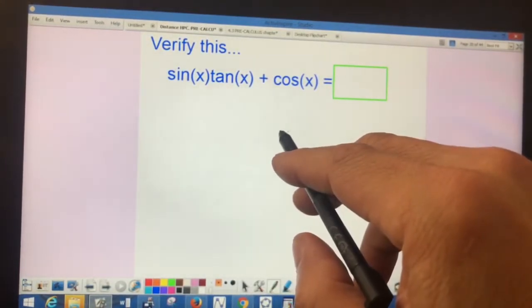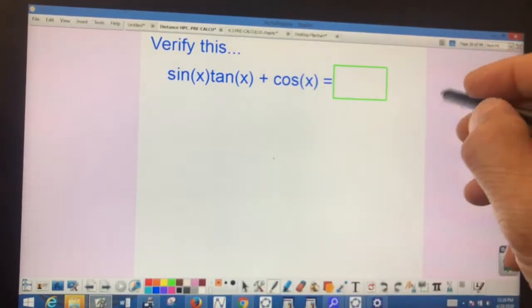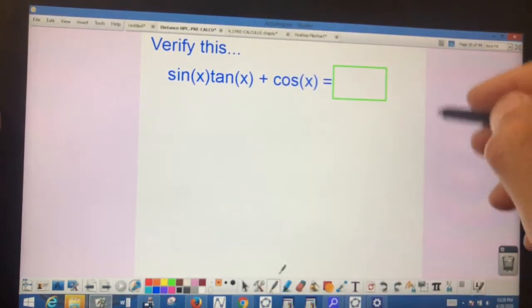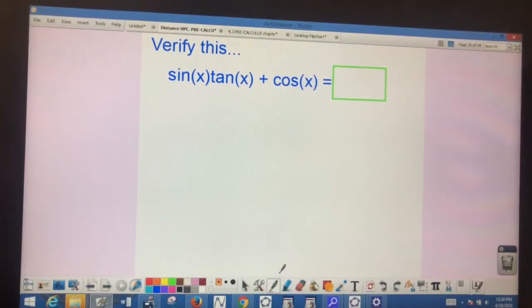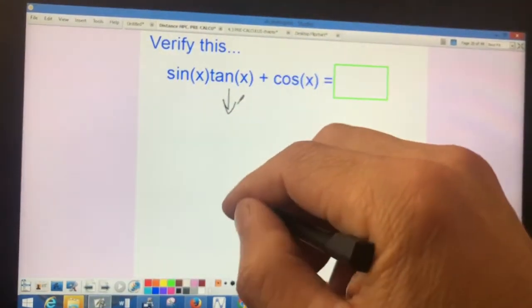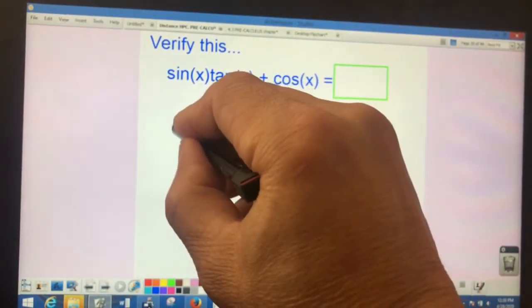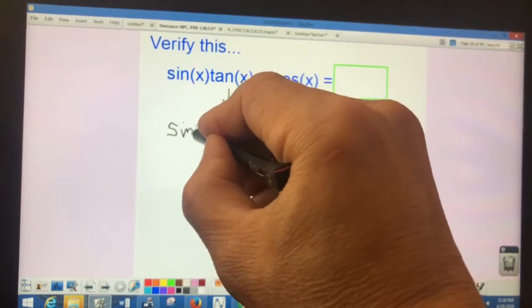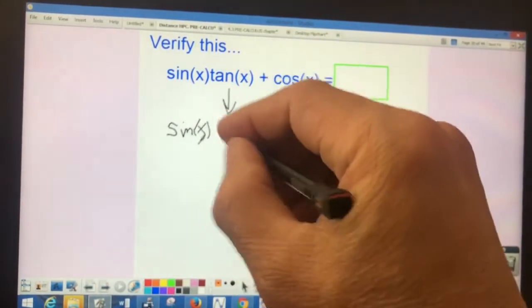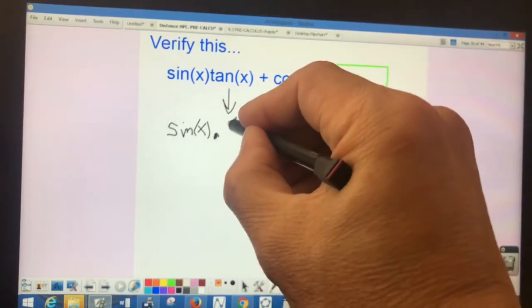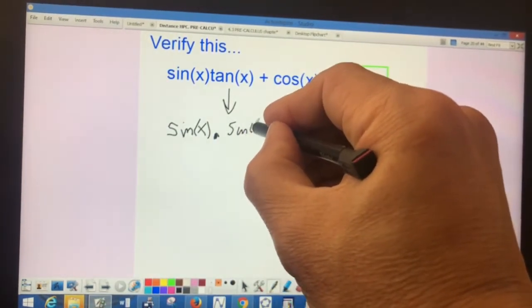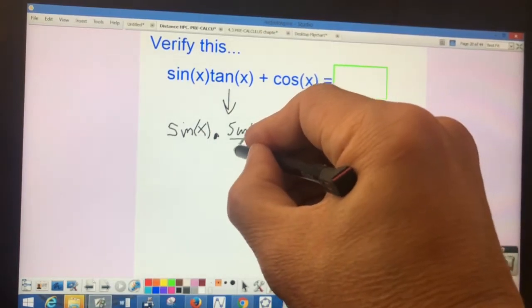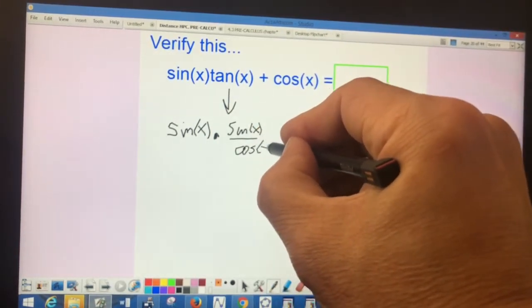All right, I don't see any square, so I'm not going to be using my cosine squared plus sine squared equals 1. We're not there yet. This is just simplifying using trig ratios, the sine and cosine ratios. Tangent here is sine over cosine, so you can trade that out. Right now you've got sine of x. Hope you get to see what I'm writing. Your tangent is sine over cosine of x.